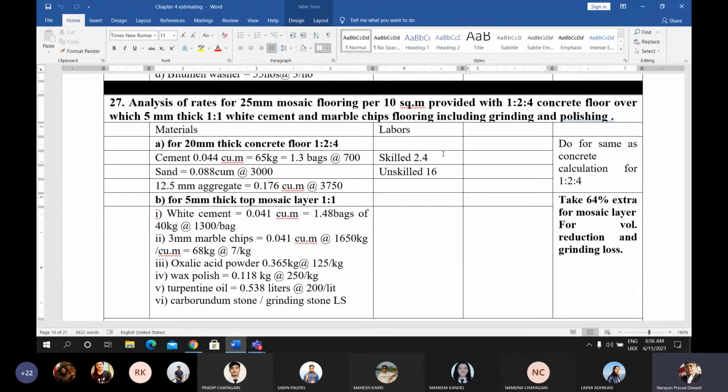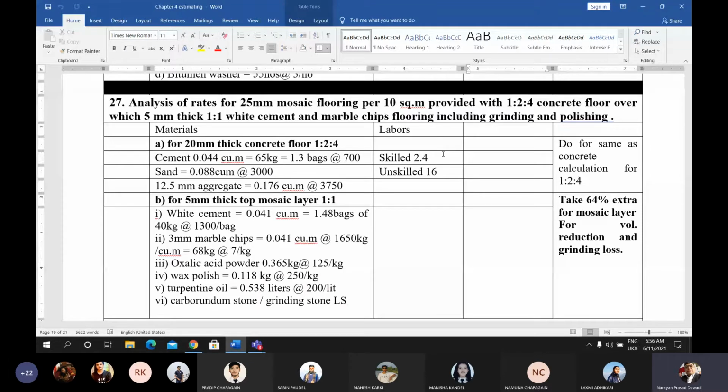Generally this flooring is done with the help of the marble chips. First, the concrete floor is laid, over which the 1:1 cement and marble chip concrete is laid, and that is rubbed with the carborundum stone. And the turpentine wall wax polish and oxalic acid powder are used for rubbing purpose.